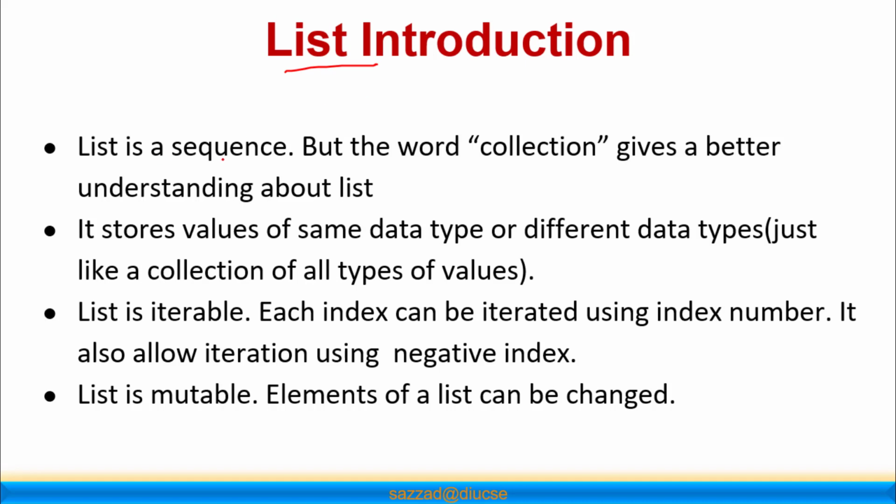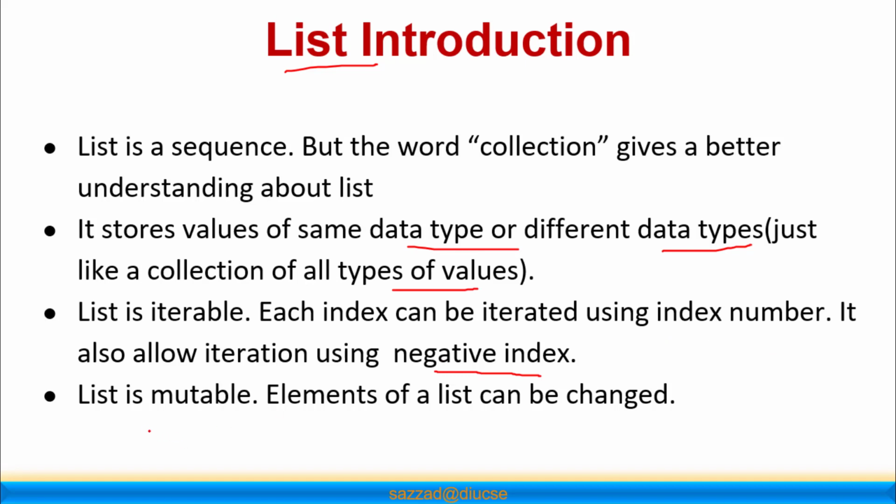As we said, list is a sequence, but the word collection gives a better understanding of list. It is actually a collection of elements. It stores values of the same data type or different data types, just like a collection of all types of values or elements. List is iterable. Each index can be iterated using the index number. It also allows iteration using a negative index. So a particular element from the list can be accessed using a positive index as well as a negative index. We are going to see that.